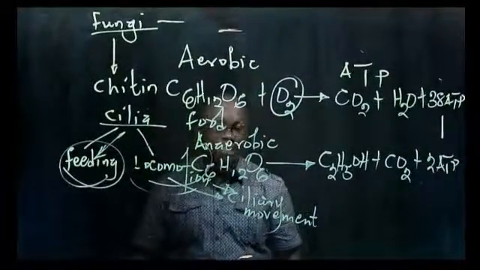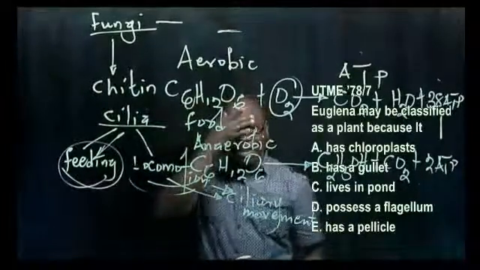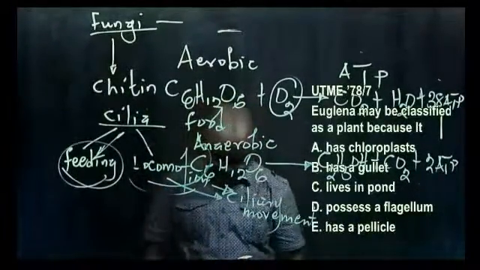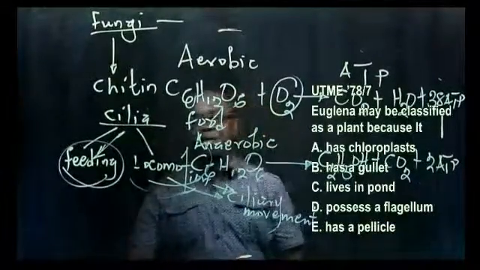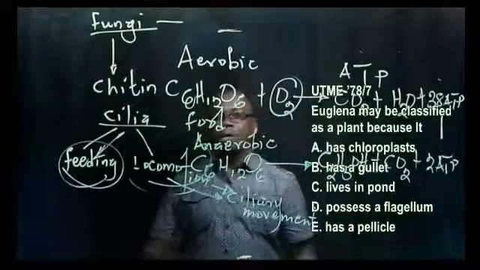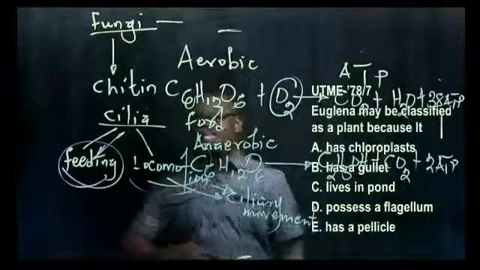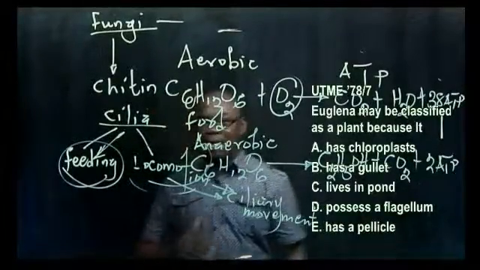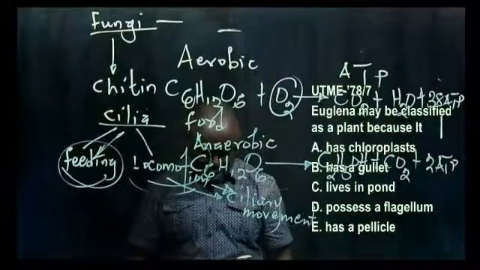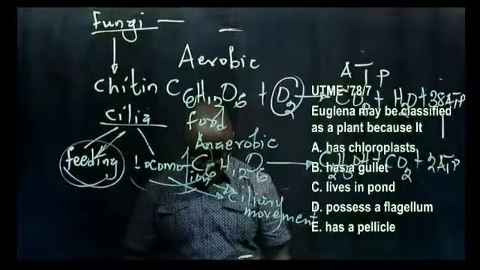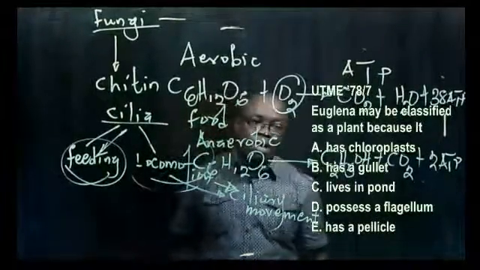It reads from JAM 1978, number 7. Euglena may be classified as a plant because it. Now, the question is looking at what feature classifies Euglena as a plant. Why is Euglena classified as a plant? Now, for Euglena to be classified as a plant, it means it must possess a plant characteristic or a plant feature. Now, the only plant feature here possessed by Euglena is option A. It has chloroplasts. That's our answer.